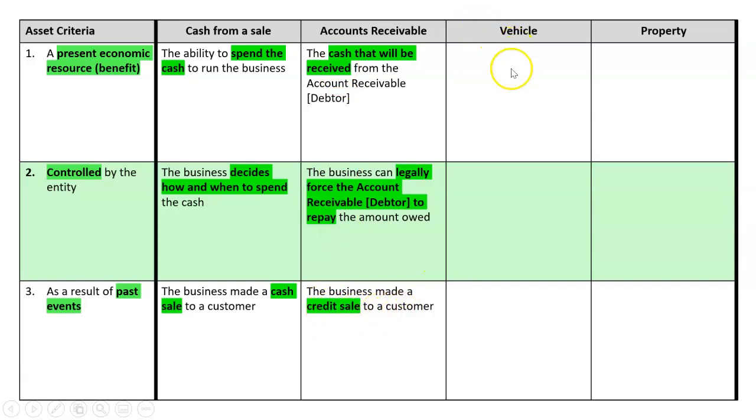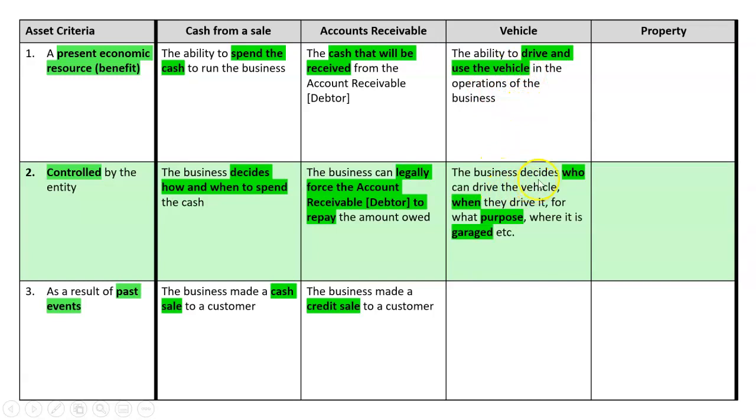What about a vehicle? What is the present economic resource or benefit that we will get in the future from a vehicle? It's the ability to drive the vehicle and use the vehicle in the operations of the business. We control it. It's the business who can decide when we drive it, for what purpose, where it's garaged, how much to insure it for, whether to get it serviced, etc. We are the only entity who can control how that vehicle is used. And the past event: at some point in the past, we would have gone to a car dealership and acquired that vehicle from that entity. That is the past event.